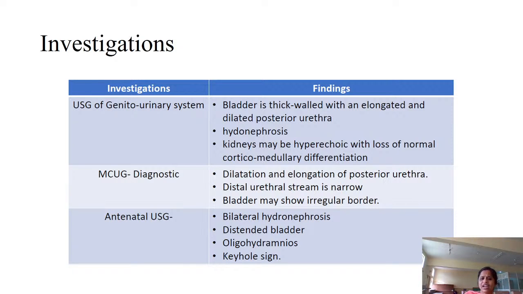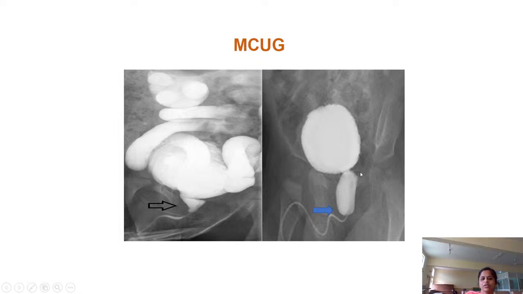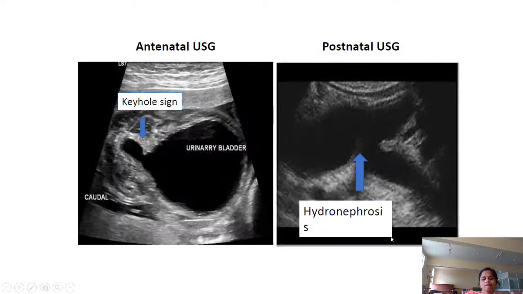Antenatally, bilateral hydronephrosis and a distended bladder can be present. It can be seen even antenatally. So whenever there is bilateral hydronephrosis, a distended bladder and oligohydramnios, mostly we will suspect posterior urethral valve. At birth, the keyhole sign: you can see here the dilated posterior urethra, and here is the keyhole sign.